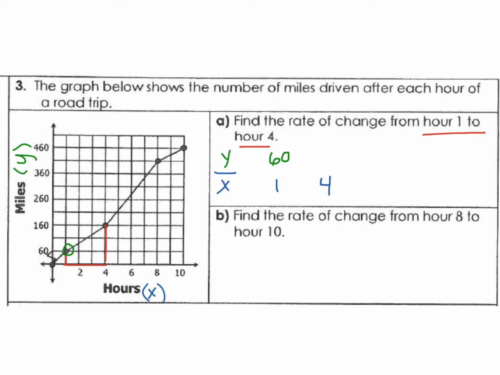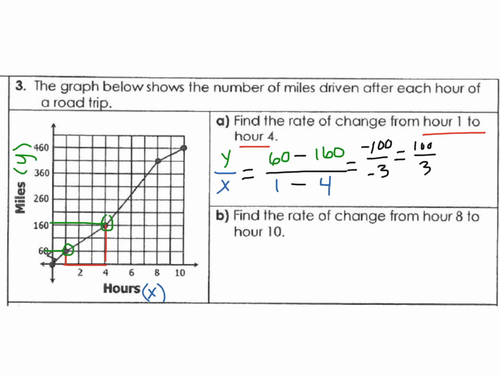Just to make sure you're doing that right, if you want to, draw a line over to the y-axis. That's where I'm getting those numbers from. Now we're going to set this up as our ratio. Be sure that we're subtracting, and then let's reduce, which is just going to be 100 over 3.